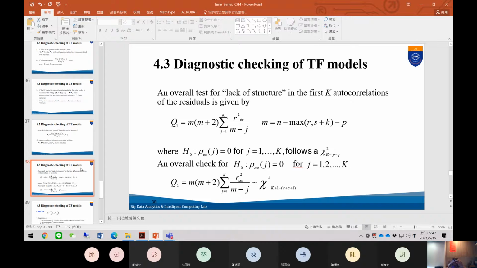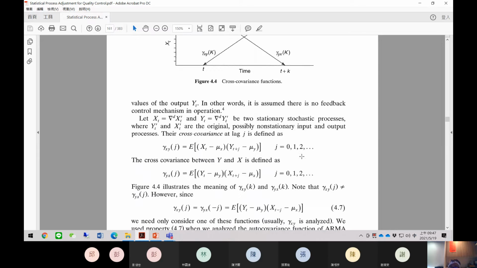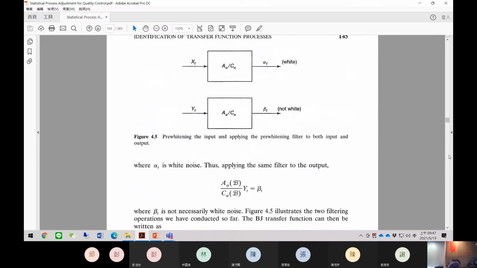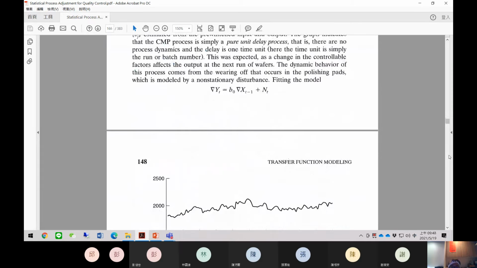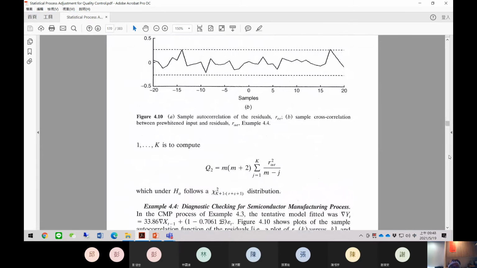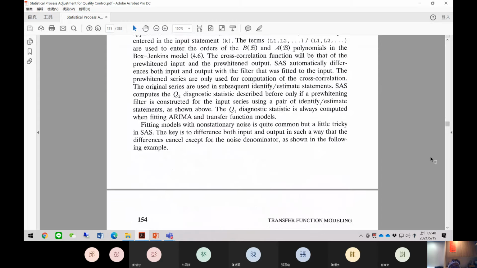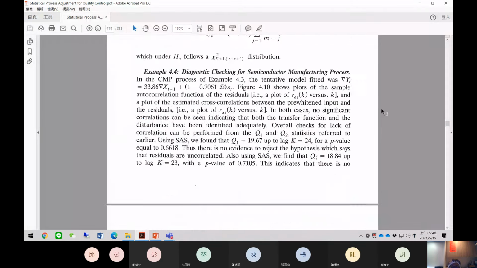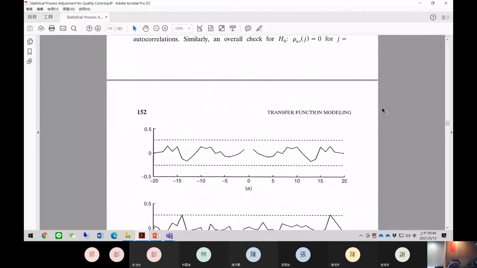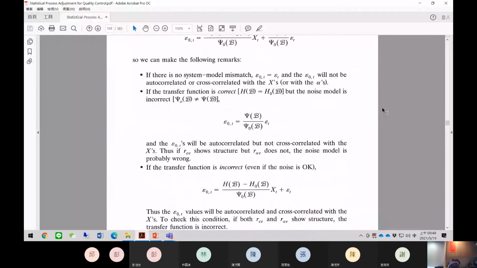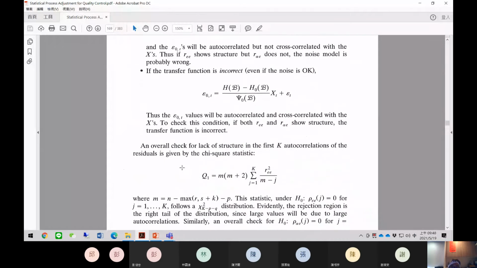So the overall test for the lack of structure in the first K autocorrelations of the residual is given by this. Yeah, let me show you this. There are several points I mentioned: 1, 2, 3, then 4.